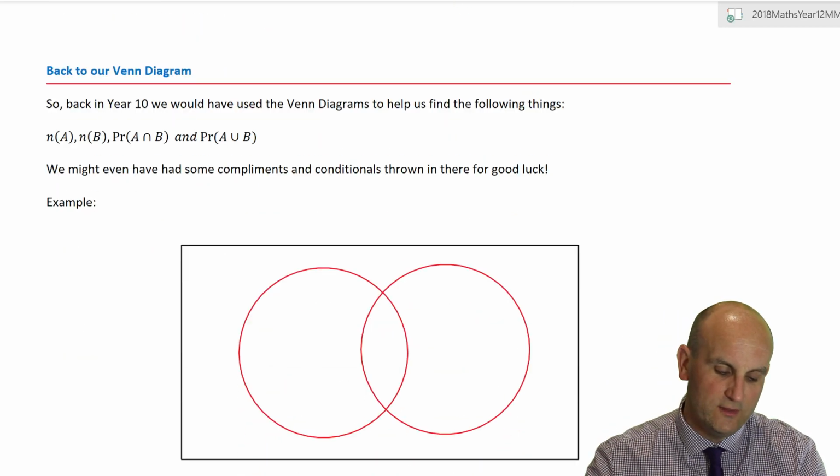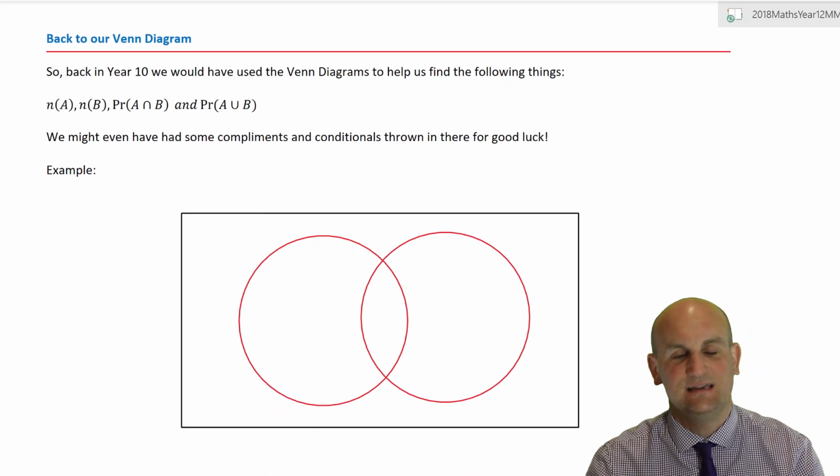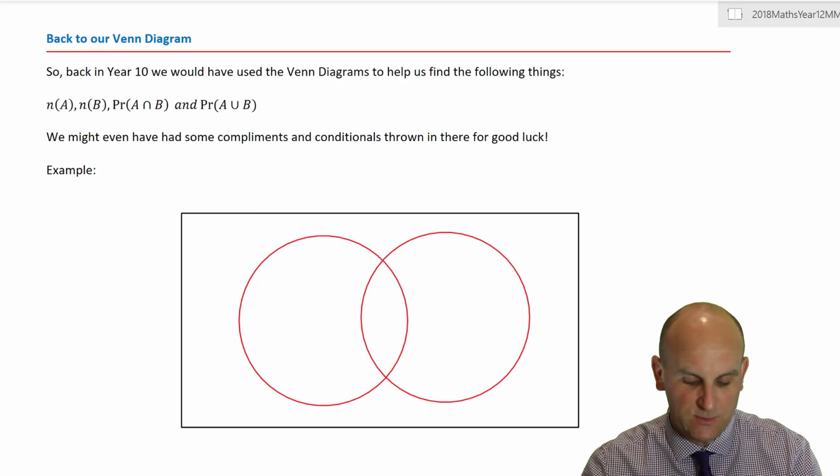See how we're zipping through this? Have I done anything mathsy exciting? No, not at all. But it is all important information. Back to our Venn diagram.